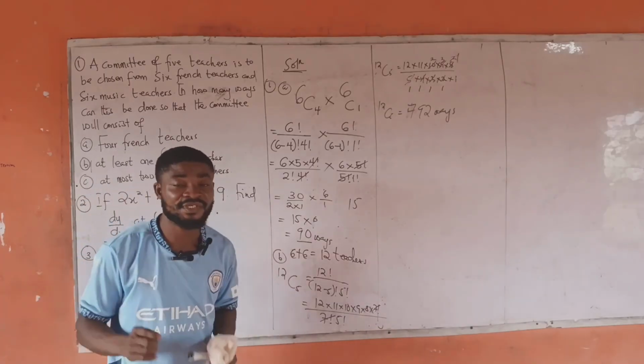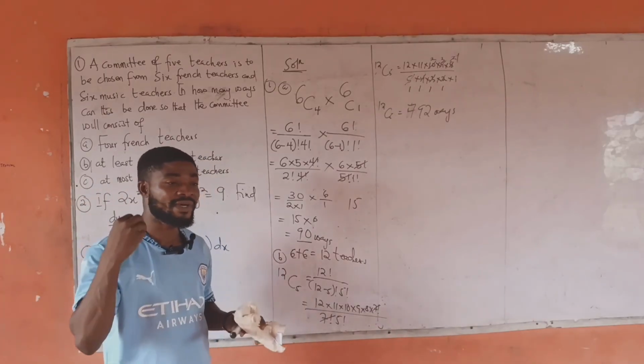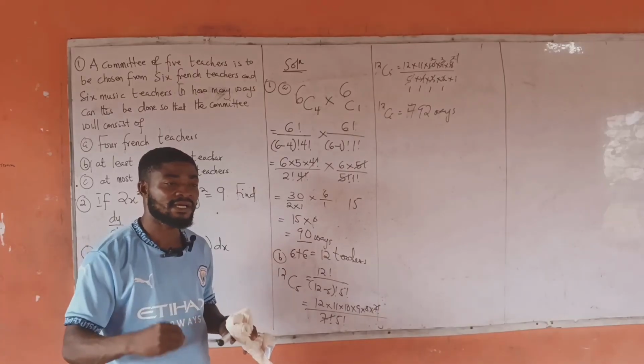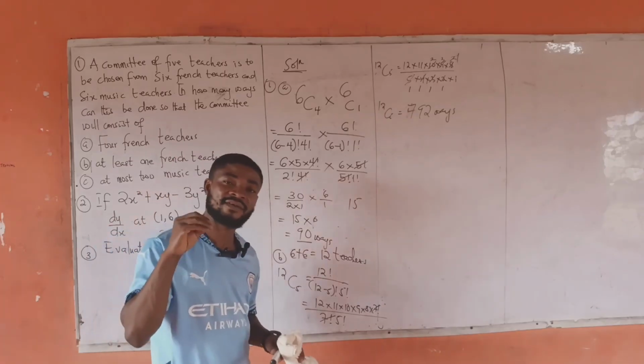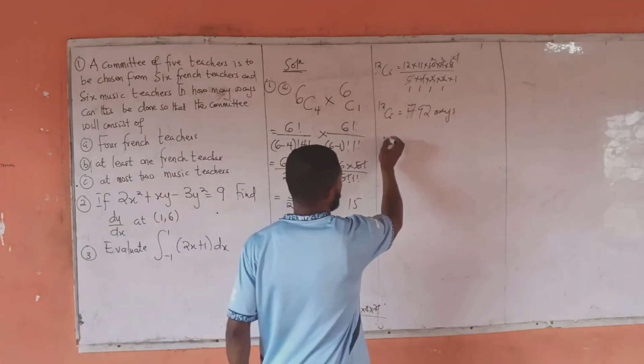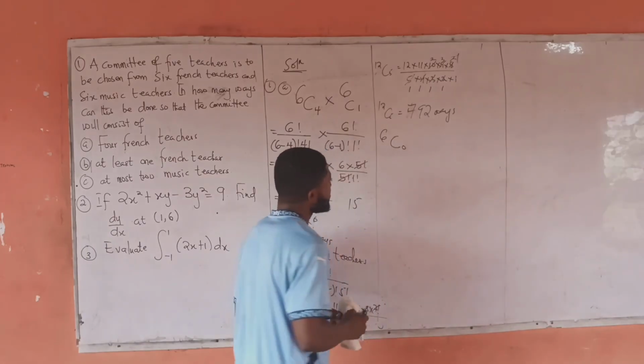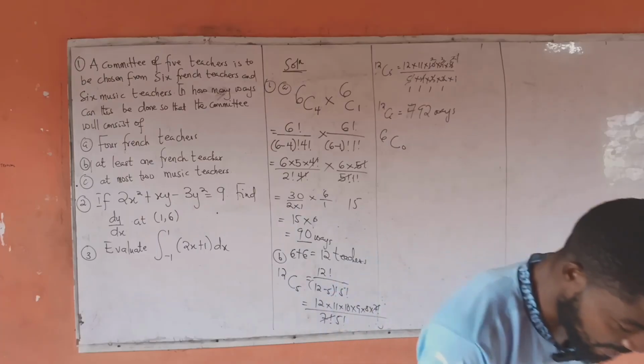So let's check a situation where there is no French teacher. So when there is no French teacher, then it means that we are going to have 6 combination 0 because there are 6 of the French teachers. So I don't know if I'm right. Yes, I should be right with that.